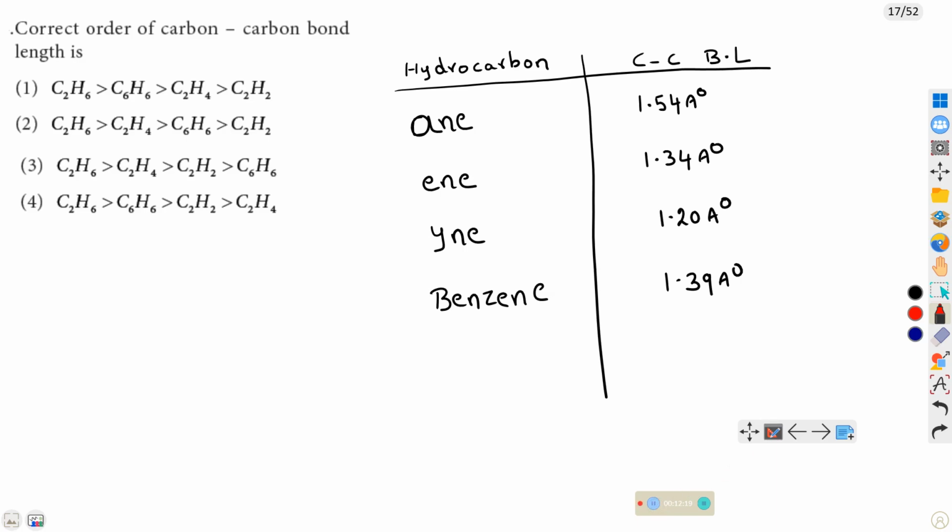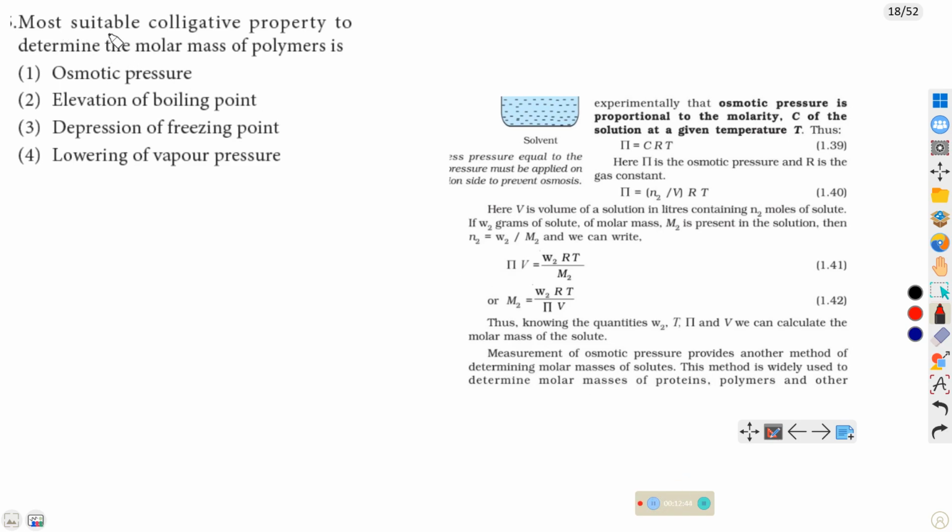Correct order of carbon-carbon bond length. Carbon-carbon bond length is highest in case of alkanes, then benzene, then alkene, and finally alkyne. So C2H6, C6H6, C2H4, C2H2. Most suitable colligative property to determine molar mass of proteins and polymers: osmotic pressure method.